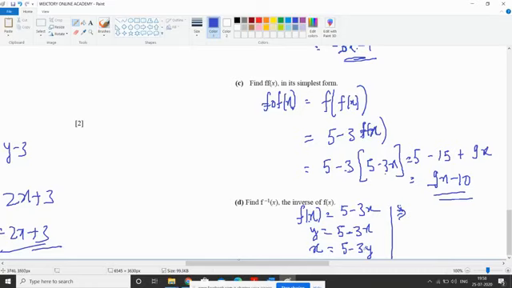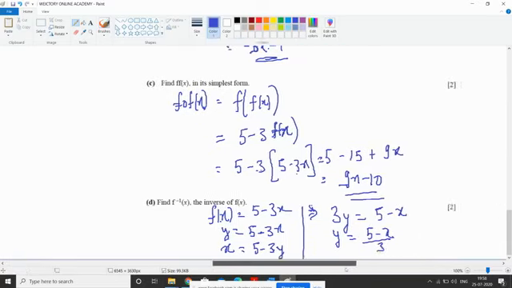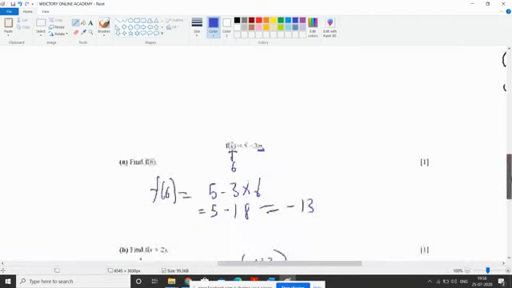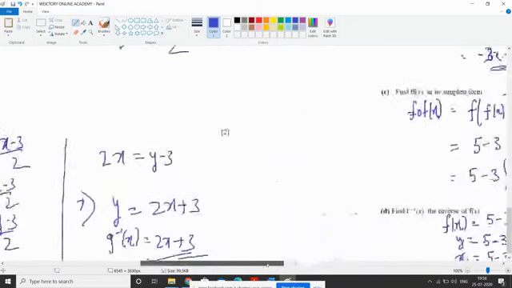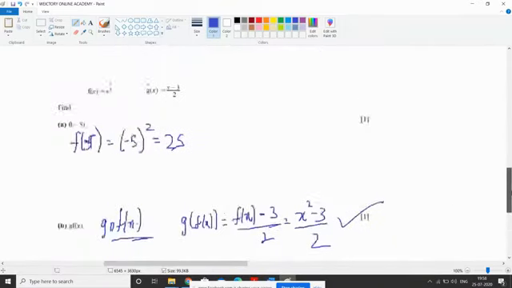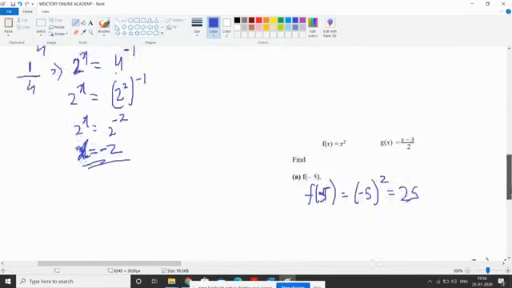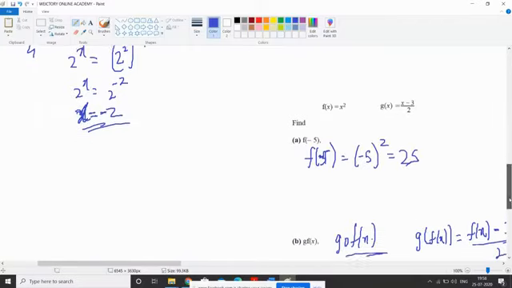So y as the subject, minus 3y will go that side, becomes plus 3y. So 3y is equal to 5 minus x. Now y is equal to (5 minus x) divided by 3. And that's the inverse function, f inverse x, (5 minus x) divided by 3. That's the answer. So these kinds of easy questions always come in the exam, and you just need to follow the simple steps. These are very easy questions.